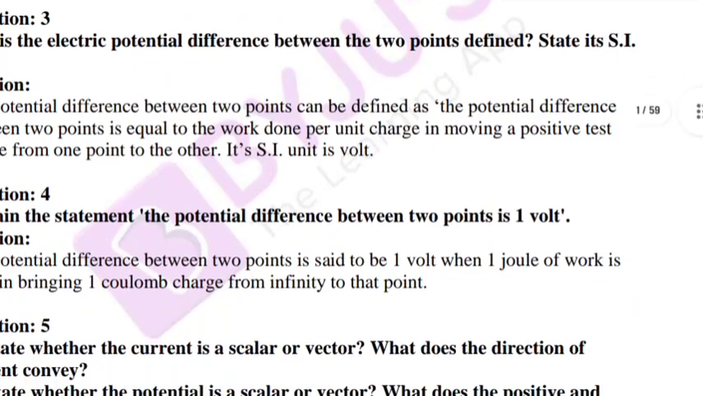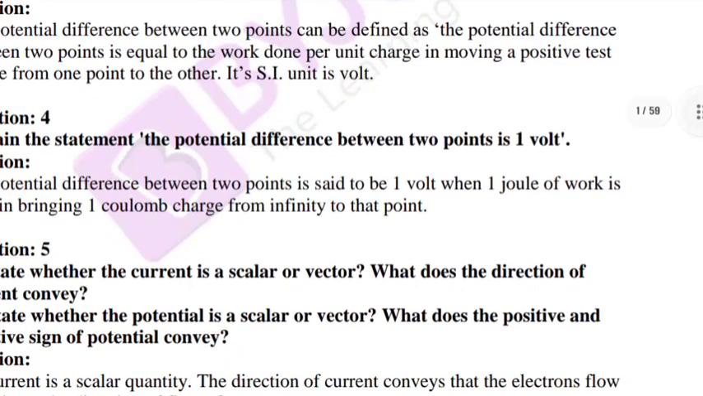The fourth question is: explain the statement that the potential difference between two points is 1 volt. The potential difference between two points is said to be 1 volt when 1 joule of work is done in bringing 1 coulomb of charge from infinity to that point.